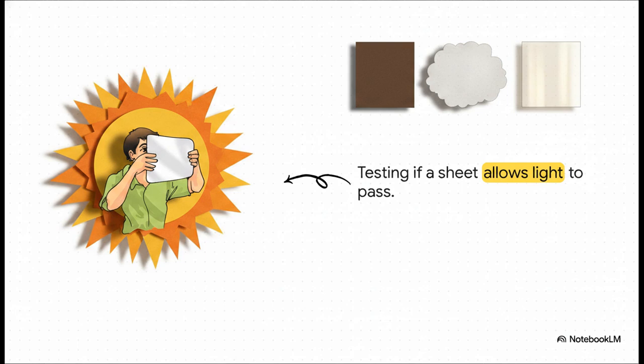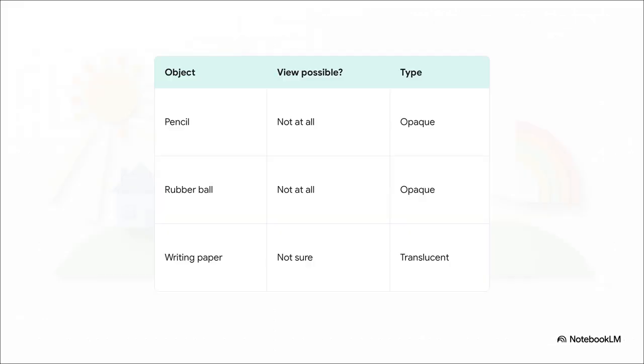You can actually test this whole concept yourself. Just by holding up a simple sheet of paper or a piece of cloth, you can immediately tell whether a material is opaque, transparent, or translucent, purely based on how much light actually reaches your eye. Let's look at this breakdown and categorize a few everyday items together.